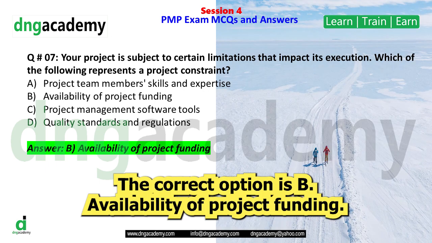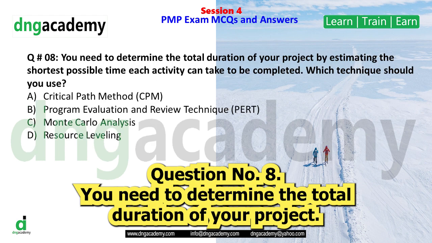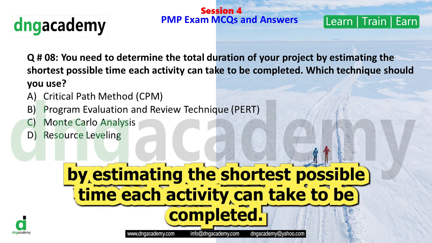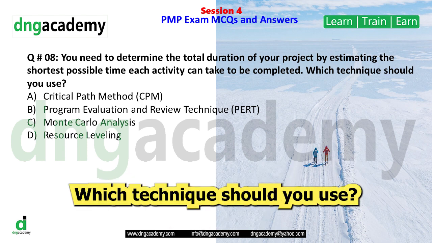The correct option is B. Availability of project funding. Question number 8. You need to determine the total duration of your project by estimating the shortest possible time each activity can take to be completed. Which technique should you use?